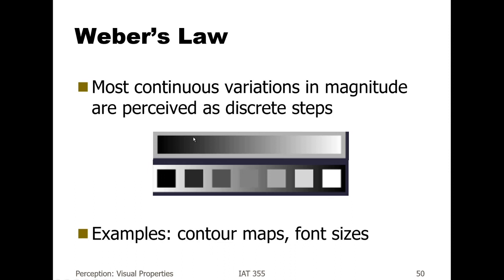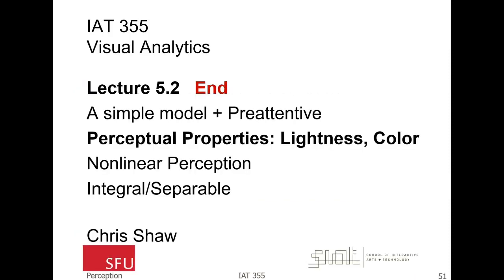And it's interesting that when you look at this, you can sometimes oscillate between seeing this thing as continuous and seeing that maybe there are bands of color. The bands are illusory. They're a result of your perceptual system doing its work. So that's it for lecture 5.2, where we talk about perceptual properties of lightness and color. In our next segment, we'll talk about nonlinear perception. We were just leading up to that conversation in this section, and we'll pick it up again in lecture segment 5.3.